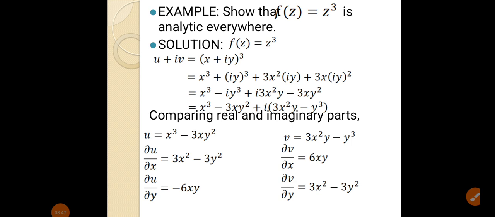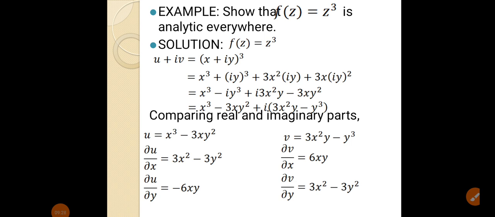Okay, now for an analytic function, it is a condition that the CR equations are satisfied. The CR equations are del u by del x is equal to del v by del y, and del u by del y is equal to minus del v by del x. These are the CR equations. We already learned them in the last lecture. If you have a query, you can go through the last lecture's video, the part 6 video.